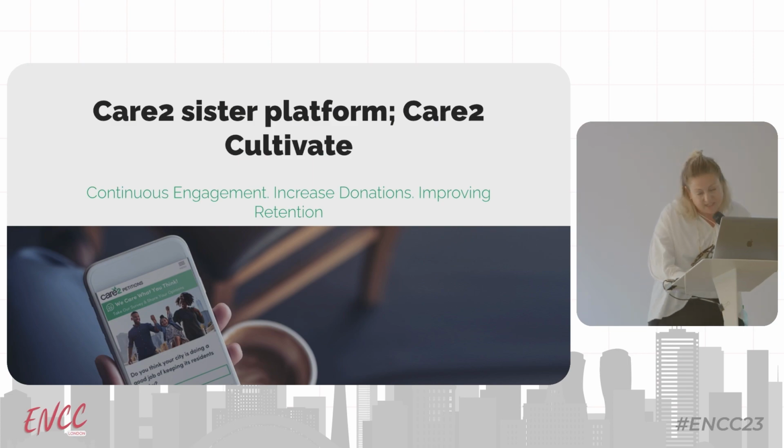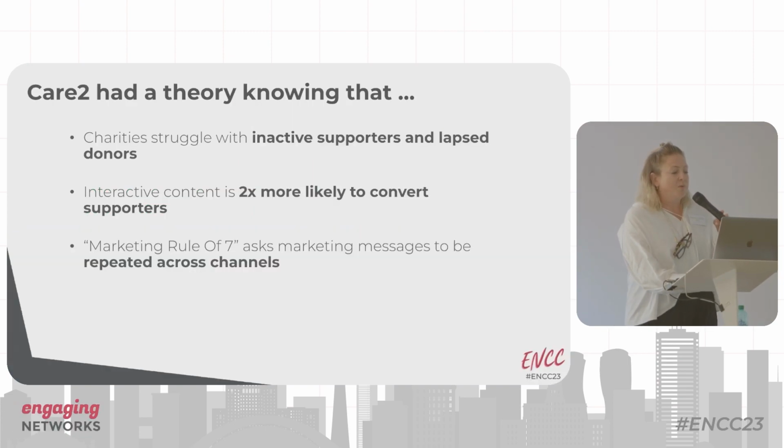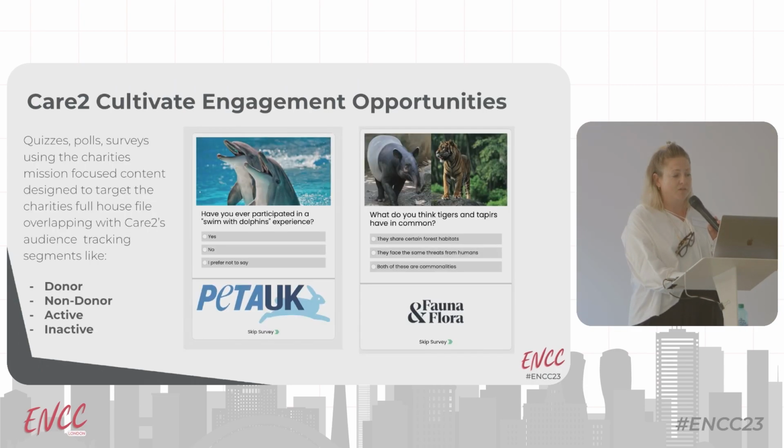So I'm going to get into the case studies now. We had a theory, as we've just discussed, knowing that charities do struggle with inactive supporters and lapsed donors, and interactive content is 2 times more likely to convert supporters. And looking at that marketing rule of 7, that marketing messages need to be repeated across channels, we developed the platform, which is a series of engagement opportunities. It is designed using the charity's mission-focused content to target your whole house file on Care2 with our overlapping audience, tracking segments like donors, non-donors, actives, and inactives. As I've shown you, there are some examples again with PTUK and Fauna and Flora.